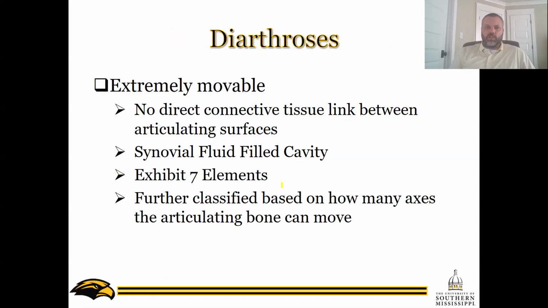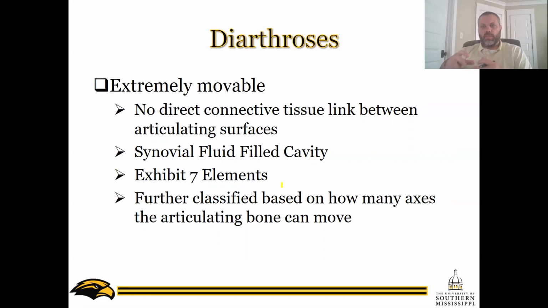So a diarthritic joint is extremely movable. There's no direct connective tissue link between articulating surfaces. So when we look at something like the knee, there's no direct connective tissue going between these. So we don't have that collagen that's crossing over the joint. We're also going to see that there's a synovial capsule or cavity that's going to have synovial fluid in it. We have different axes of rotation. We can have lots of different things moving around with this.